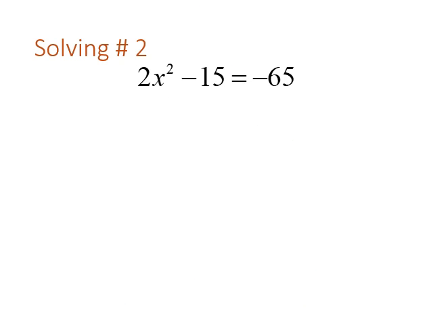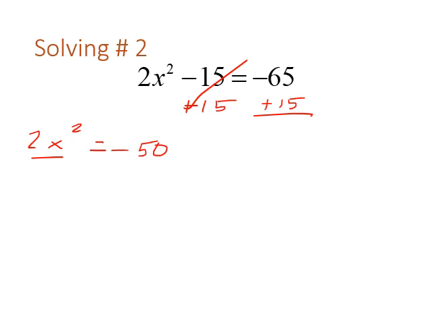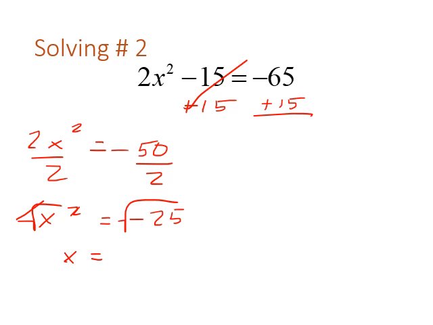Example 2. Again, inverse order of operations. I add 15. I get 2x squared equals negative 50. Divide by 2. So x squared equals negative 25. And this might be a red flag because when I take a square root, I now have a square root of a negative. Well, good thing we just talked about imaginary and complex numbers.